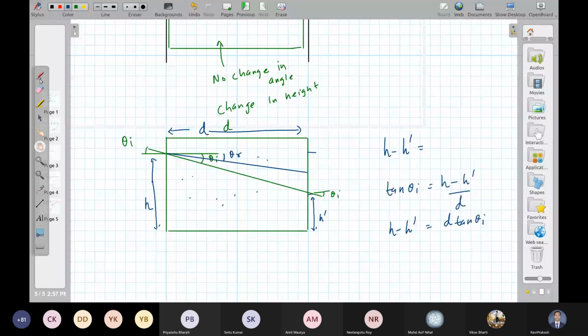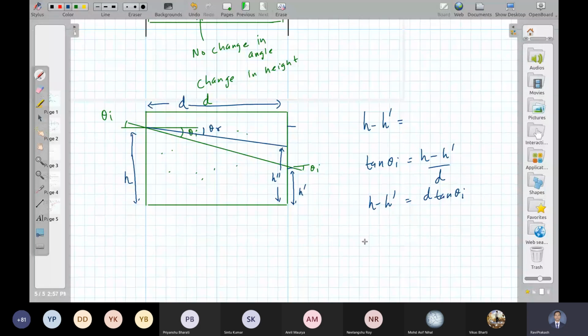Now, because of the water, light will cut at some other height. Light जब लेंस पे गिरेगी तो किसी और height पे गिरेगी. Let us say that height is h double dash. कितना change हुआ height में? h minus h double dash is equal to d new angle. अब जो नया angle है tan theta r, right?